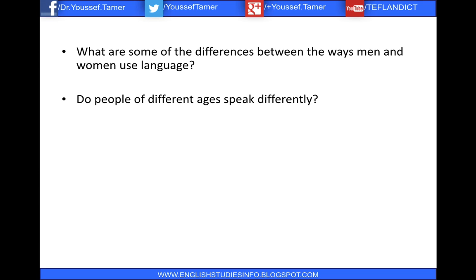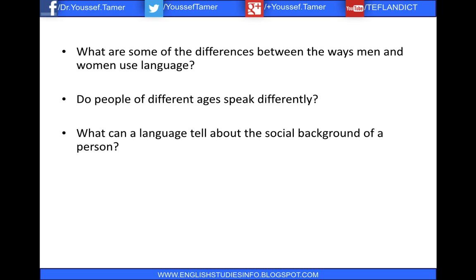Do people of different ages speak differently? This is another situation that we have. Adolescents, children, adults, the old people, they speak differently. They use languages differently. This is another variable that we will deal with, as mentioned there, related to age. Okay?